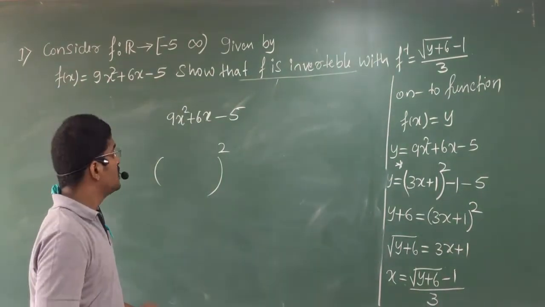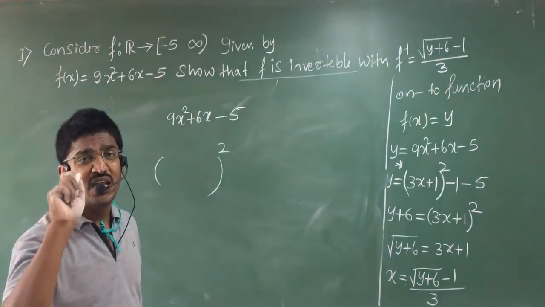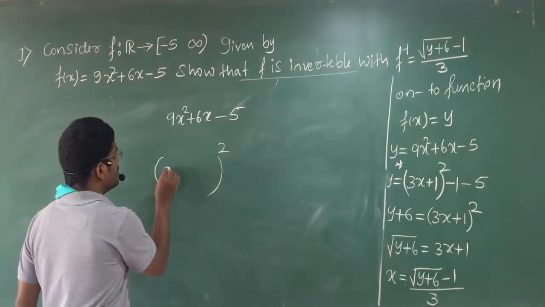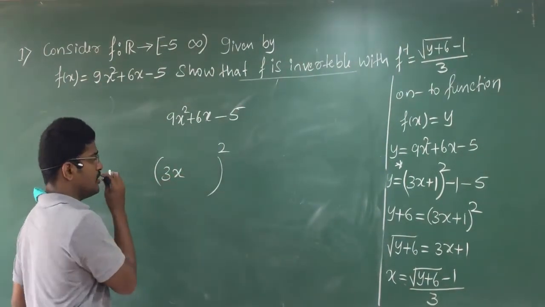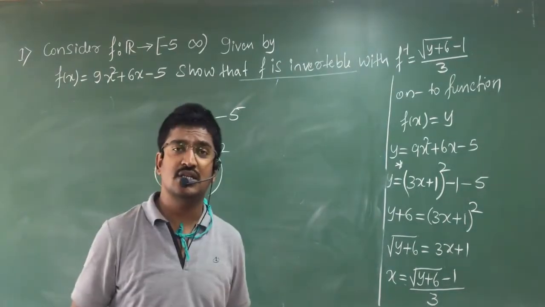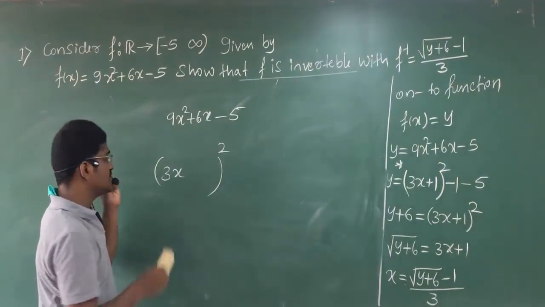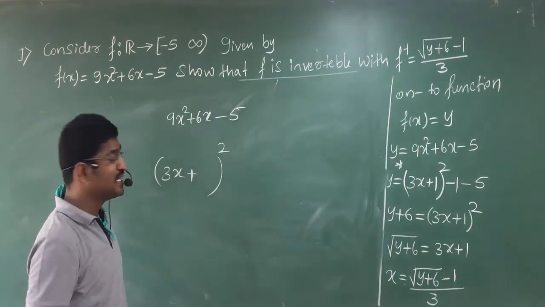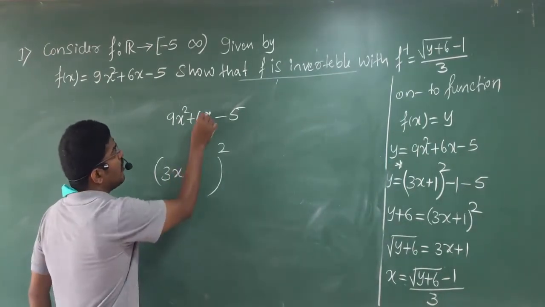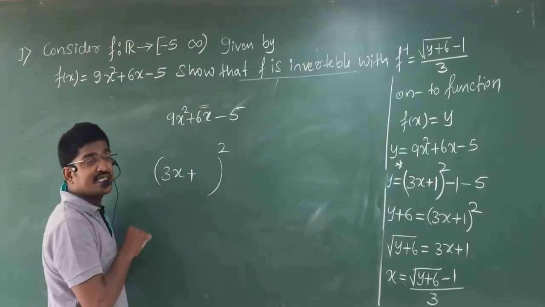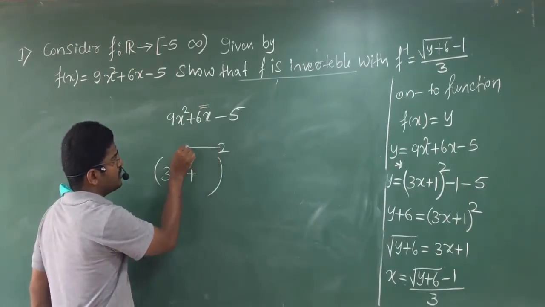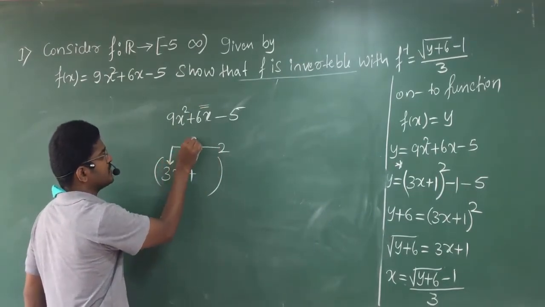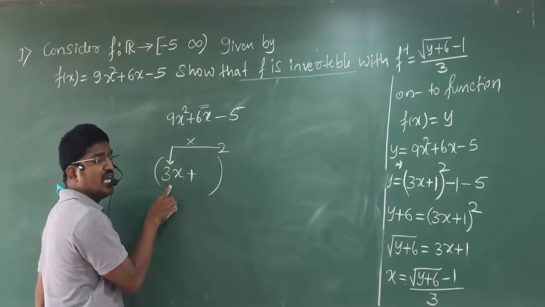You all know 3 square is 9. So for that it is 3x. Clear? So you will get 3x. So here you have plus, write plus as it is. Now, what do you have here? 6x. So that's why 2 into 3x. 2 multiplied with 3x is how much?